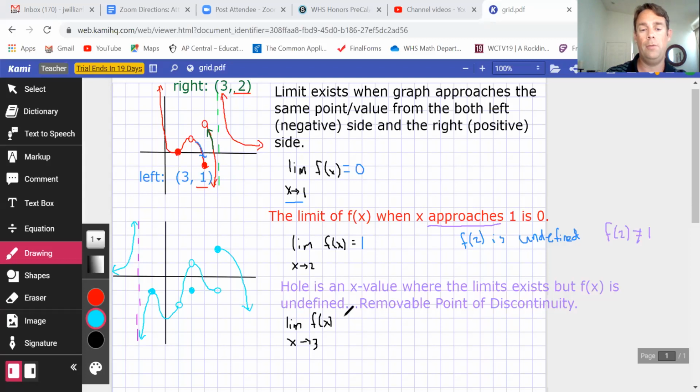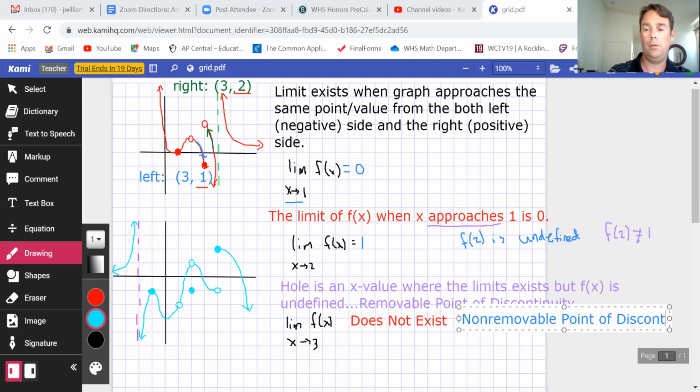So we would write then that this limit, we'd say, well, the limit as x approaches 3 of f of x does not exist. We want to stay away from the abbreviation DNE. We don't like using abbreviations in calculus. So we'll literally write out does not exist. This is a limit that doesn't exist. When a limit doesn't exist, we say that that is a non-removable point of discontinuity. Let's write that in there. This is a non-removable point of discontinuity. That's what this is. When the limit doesn't exist, it's a non-removable point of discontinuity.